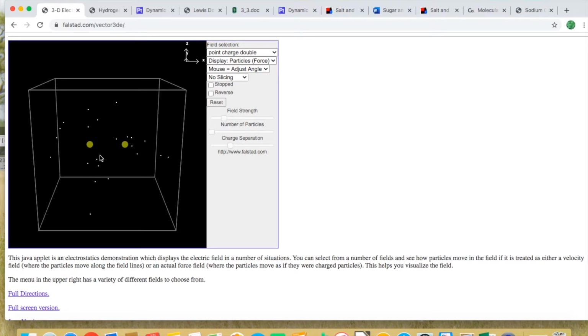What you're seeing there is an animation of electrostatic attraction, where the closer the negatively charged object is to the positively charged object, the greater the force, and as a result, the greater the velocity of the object. As it gets closer, it goes faster. Gravity acts in the same way.